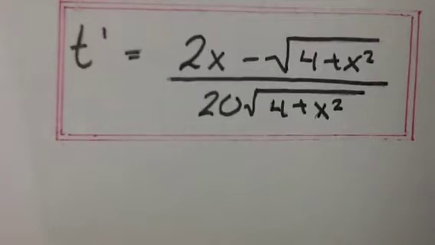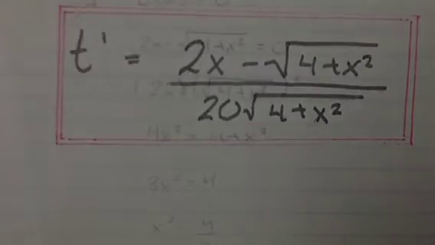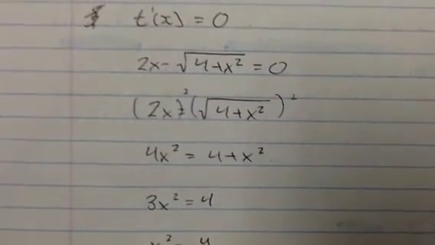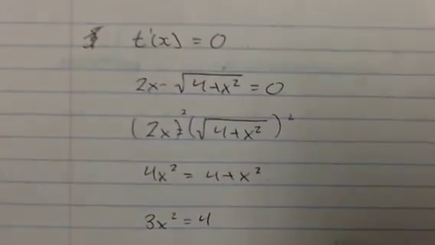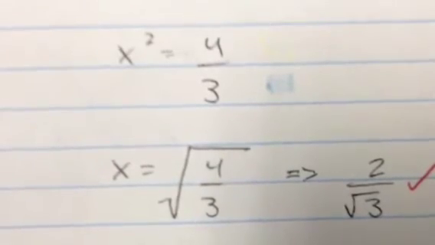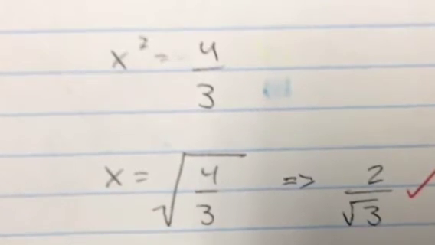To find the quickest route, we have to find where the function equals 0. With a little bit of algebra, we solve for x and we get 2 over root 3. The quickest route to take is that where you land on the shore 2 over square root of 3 kilometers away from this point.